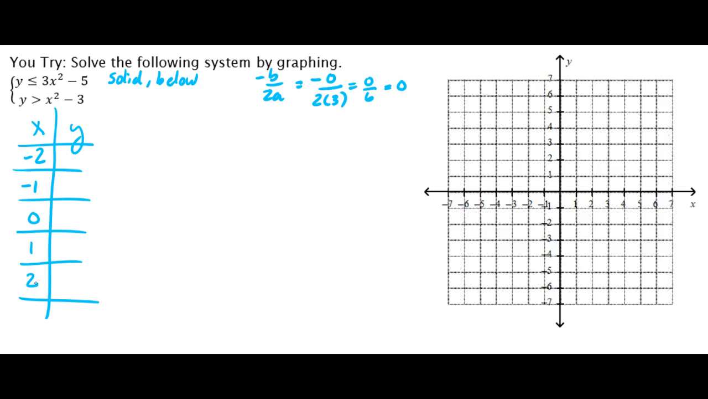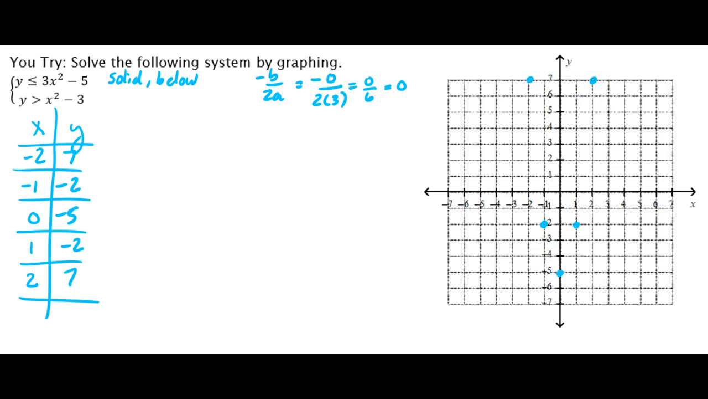At this point, you could use your calculator. I'm just going to tell you what these numbers are. It would be 7, negative 2, negative 5, negative 2, and 7. So I'm going to go back over to the graph now, and I'm going to plot these points. Negative 2, 7 is up here. Negative 1, negative 2 would be down here. 0, negative 5, 1, negative 2, and then 2, 7.